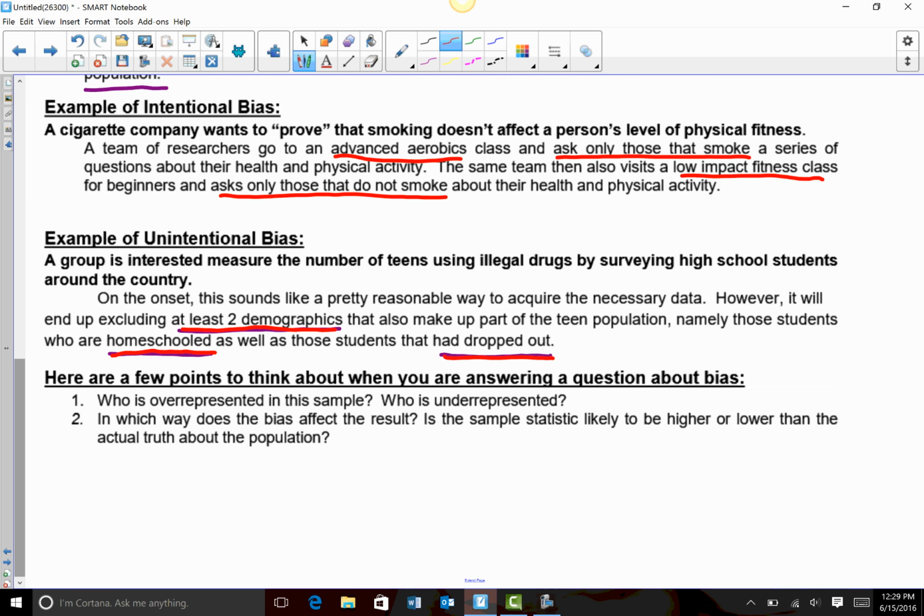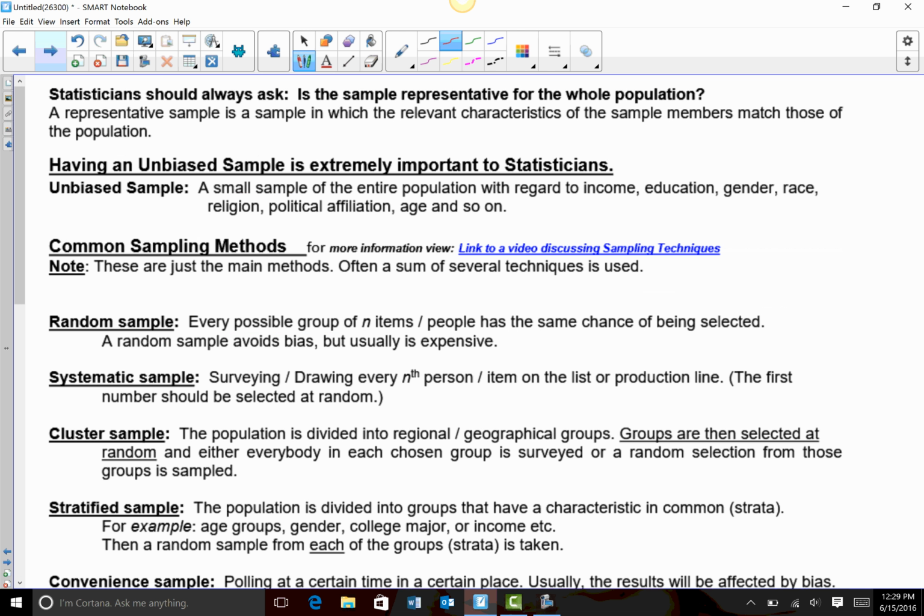So basically, a couple of points to remember whenever you're thinking about bias: you don't want a particular portion of the population to be over or underrepresented. You want to try to keep it as balanced as possible. And if you do end up getting some biases that make the sample statistic higher or lower than the actual truth about the population, we'll flip it on over to the next page.